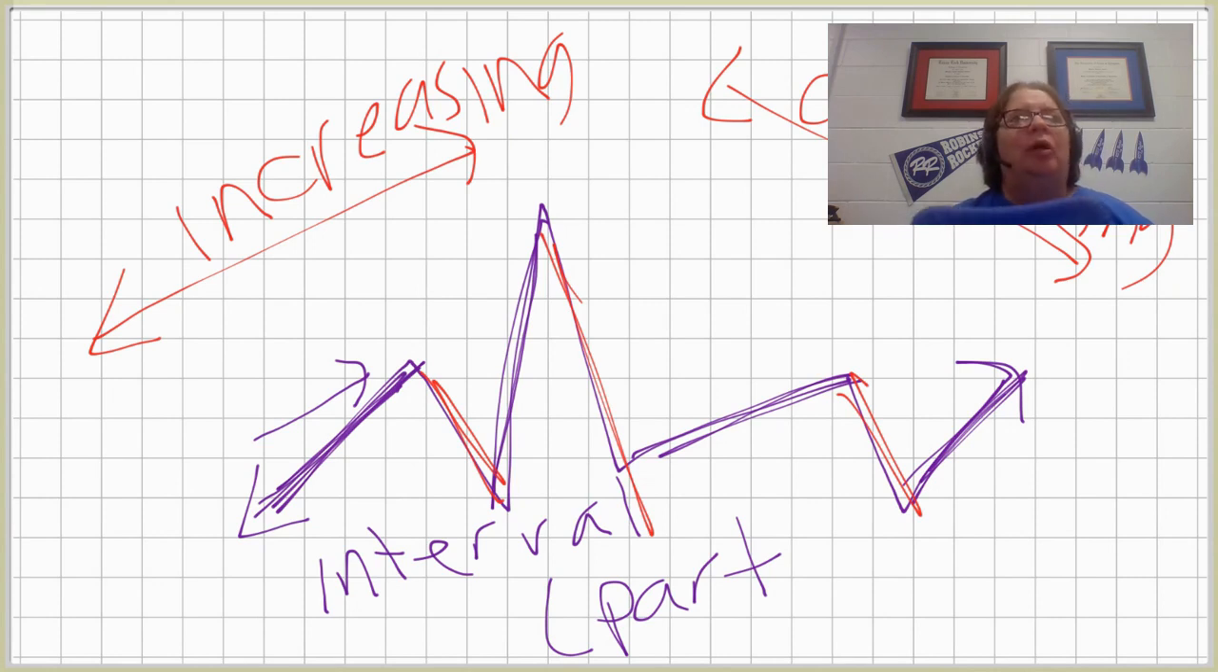Okay, so you can have more than one interval in a function. Part of it might be increasing, part of it might be decreasing. Increasing means as the x values go up, the y values go up. Decreasing means as the x values go up, or as we move from left to right, as the x values increase, the y values decrease.